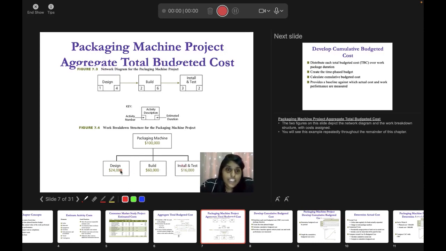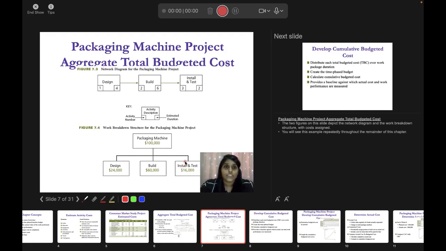So for designing, it will be lesser because this is something in terms of design only. You are not implementing it, you are not building it, you are just designing it. So it will be 24,000. And then you have build, which is 60,000. It is definitely going to be higher because you are going to use all your materials, all your resources, and then you are going to build. And then install and test will be slightly lesser than design because the final product is done. You are just going to install, and then you are going to test out if it is good to go, right?